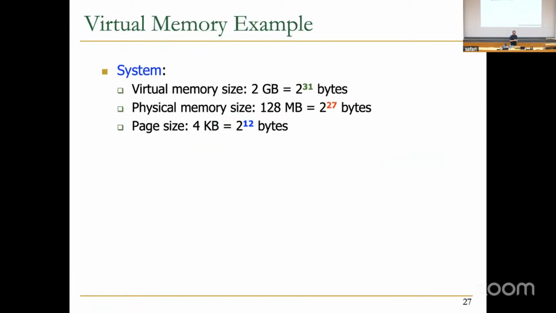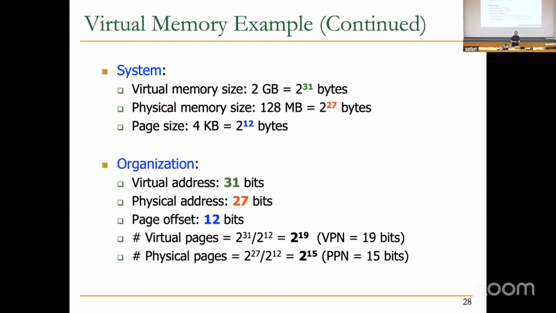Let's take an example of a virtual memory size of 2 to the power of 31 bytes, which is 2 gigabytes. A physical memory size which is much, much smaller than the virtual memory size, which is 2 to the power of 27 bytes. And a page size which is 4 kilobytes, which means that inside each page, we store 2 to the power of 12 bytes. So what is the organization here?